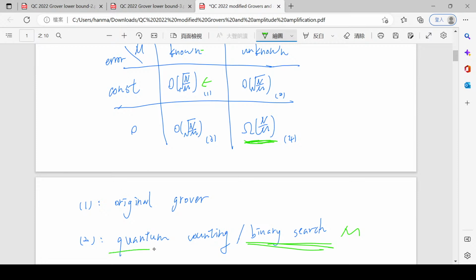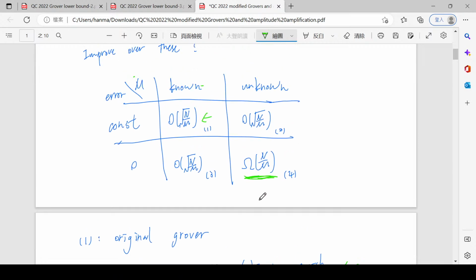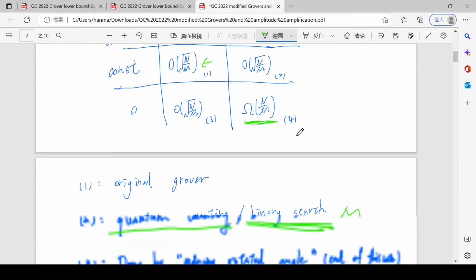And otherwise, you can do quantum counting. But the textbook quantum counting is a bit weird because it requires you know m. So now that's the logical loop. So that's annoying. So you actually need a smarter quantum counting to get this order square root n over m. And in the end, you need to do something similar to binary search. Okay, so that's that.